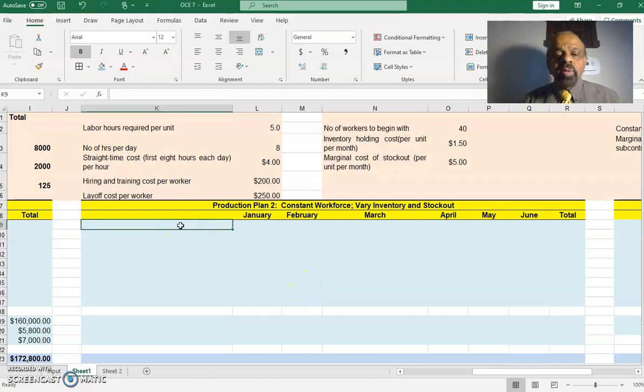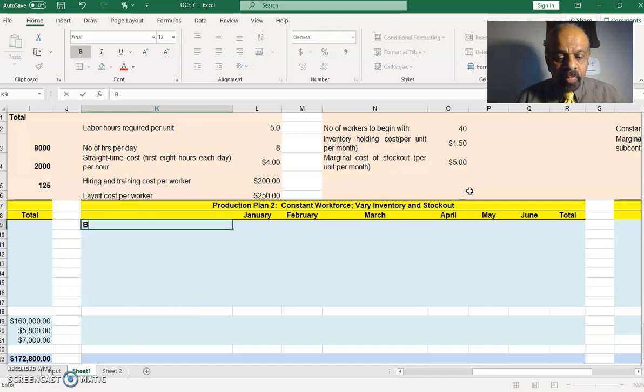So let's move to production plan 2. Here I'm going to have a constant workforce. The constant workforce is 40. I'm going to begin with 40 and I'm going to use that 40 all the time. I'm going to use these 40 workers to vary the inventory level. And I might have some excess units that I'm going to make, or some shortage of units. I'm going to use these numbers to see how to calculate the cost. That is production plan 2.